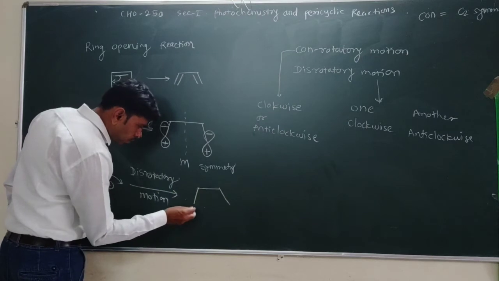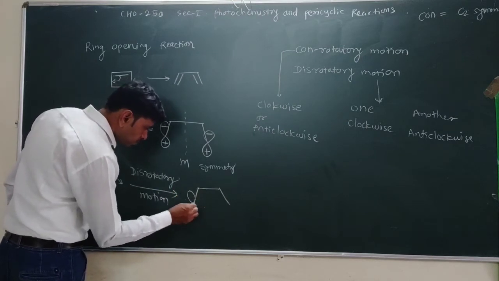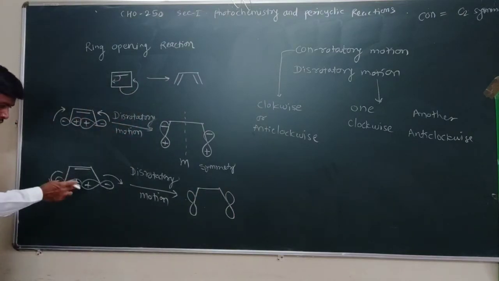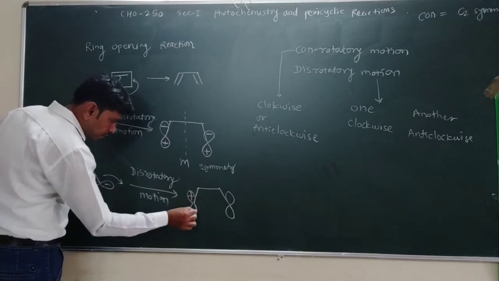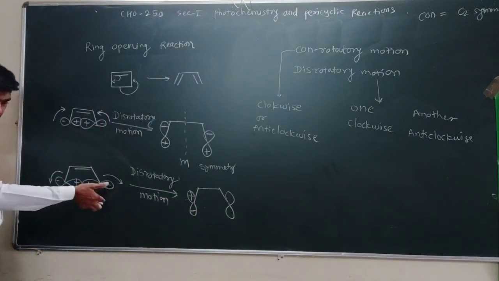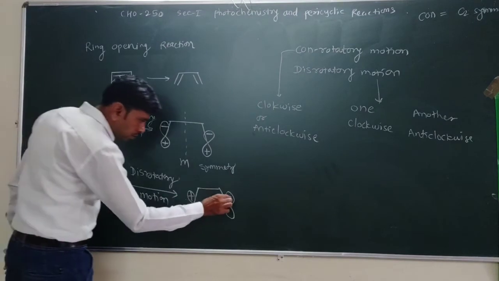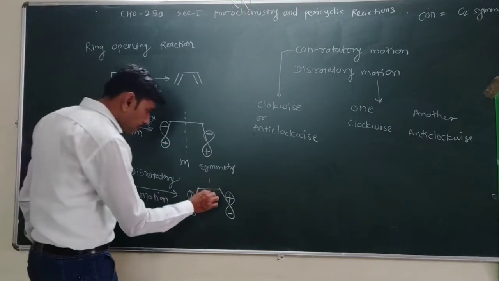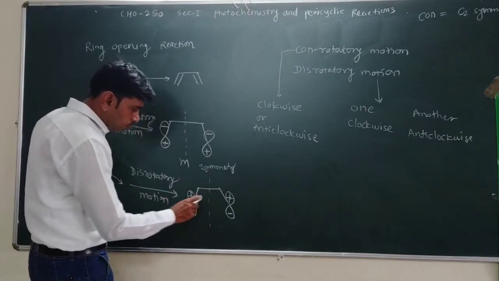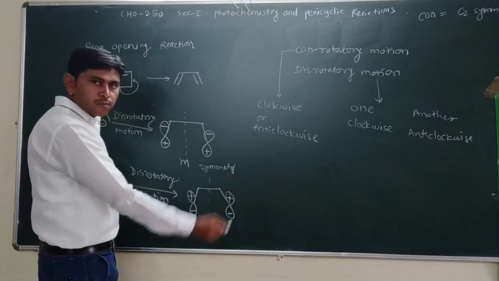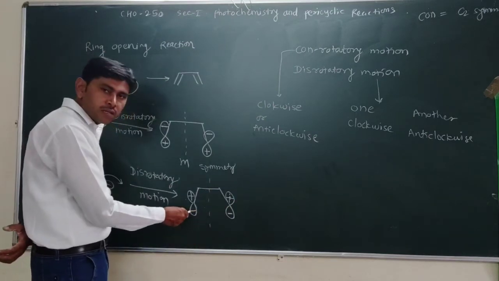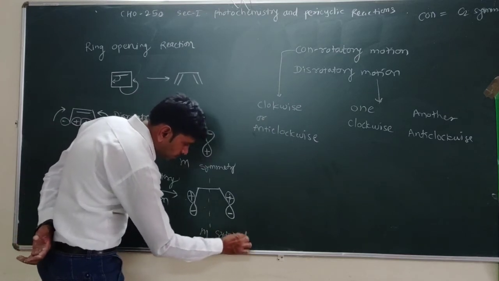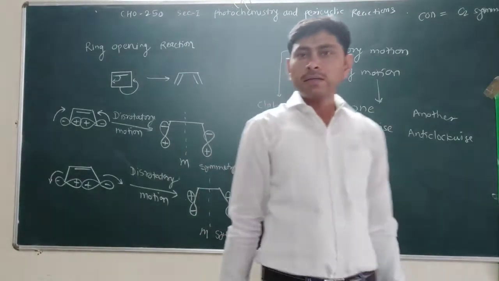Now in this ring opening, when rotated anti-clockwise, this plus sign goes in the upward direction, negative sign goes here. And here it is rotated clockwise, so the plus sign goes here and the negative sign goes here. If you pass the plane here and fold the molecule, then this plus sign coincides on this plus sign and this negative sign coincides on this negative sign. That means it also has M symmetry.